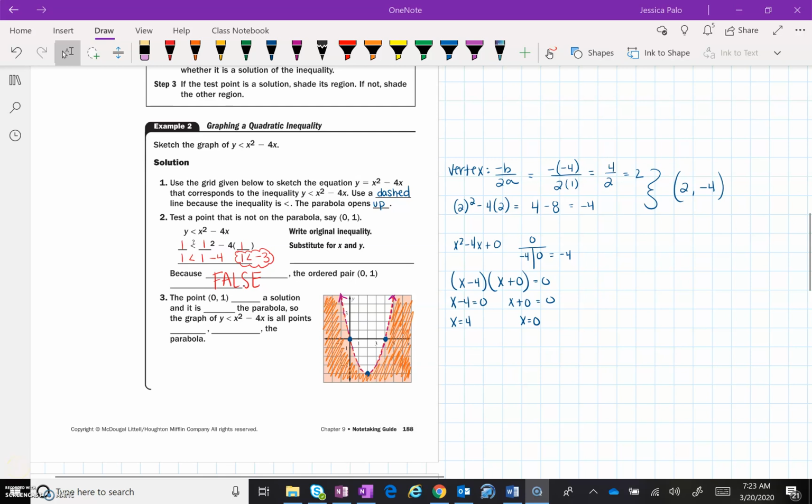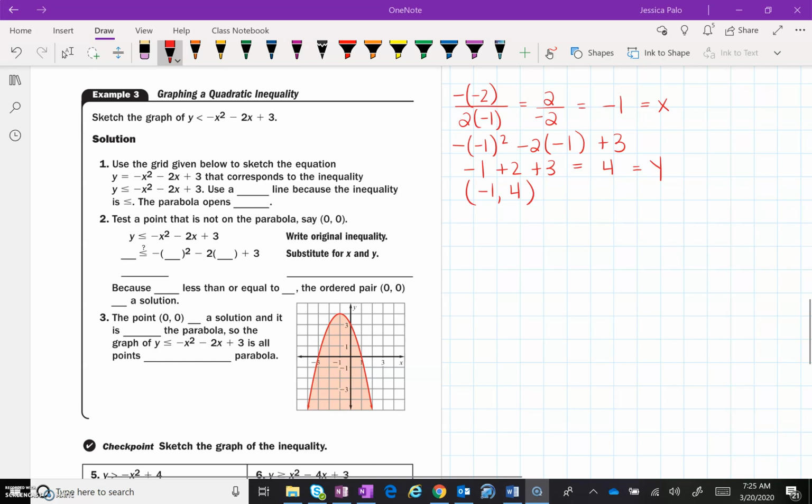Alright, I forget where I left off because my video stopped. I hit my 15-minute mark. So, we used our test point, 0, 1. We knew 0, 1 was inside of the parabola. The test point came back false, so we had to shade everything on the opposite side of the parabola. So we shaded everything on the outside of the parabola.